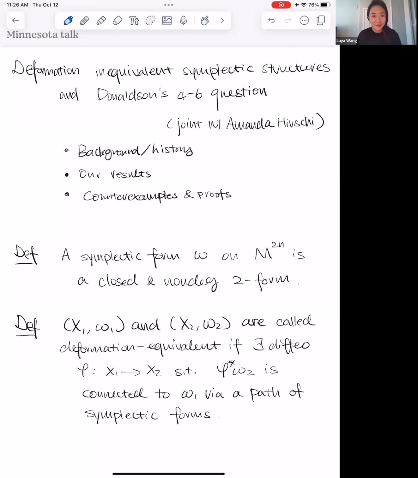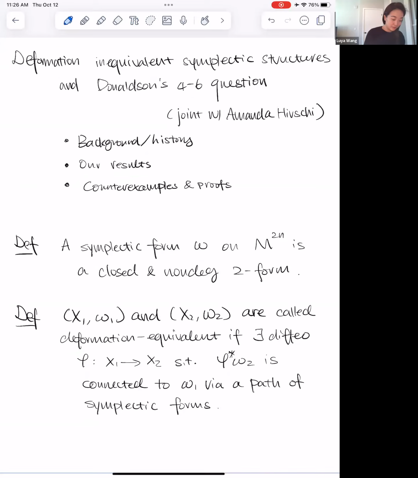Needless to say, it's an incredible honor to speak at your seminar. Like I said, today I will be talking about deformation inequivalent symplectic structures and the Donaldson 4-6 question, and I'll tell you what that is, if you haven't seen that before. This is joint work with Amanda Hirschi.